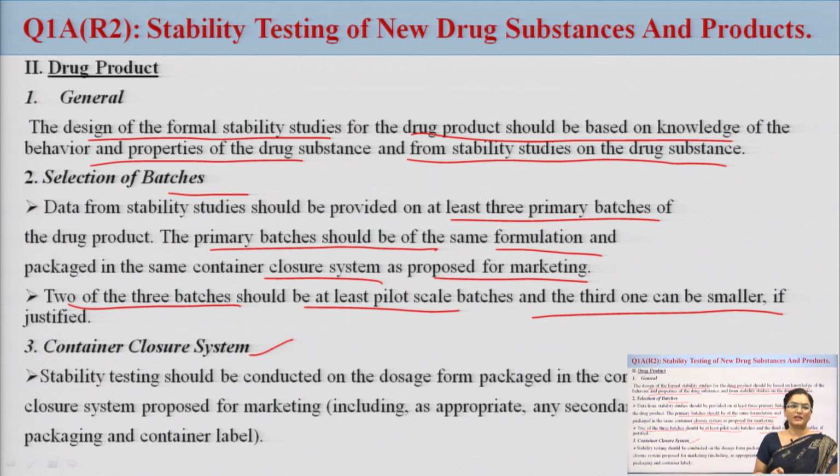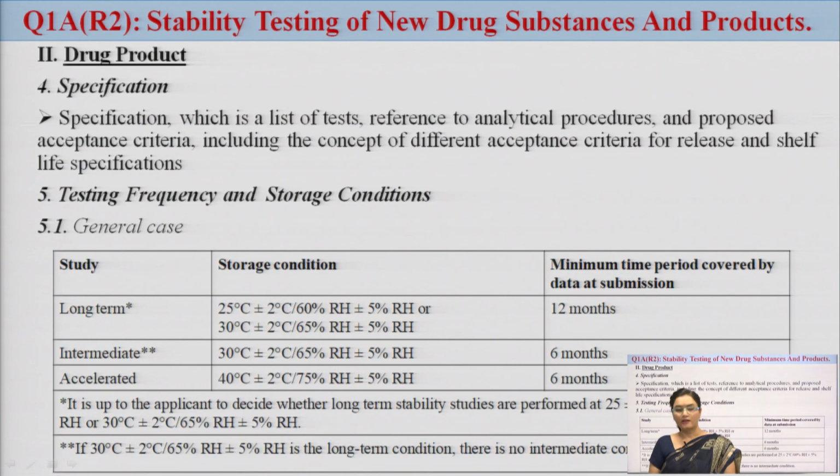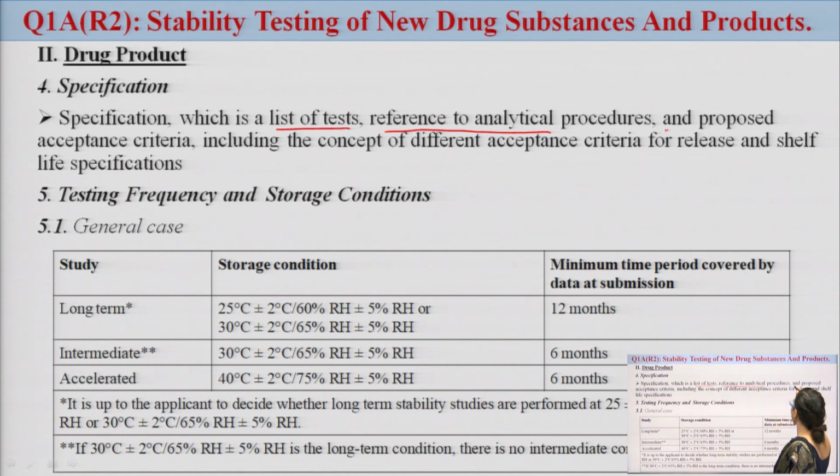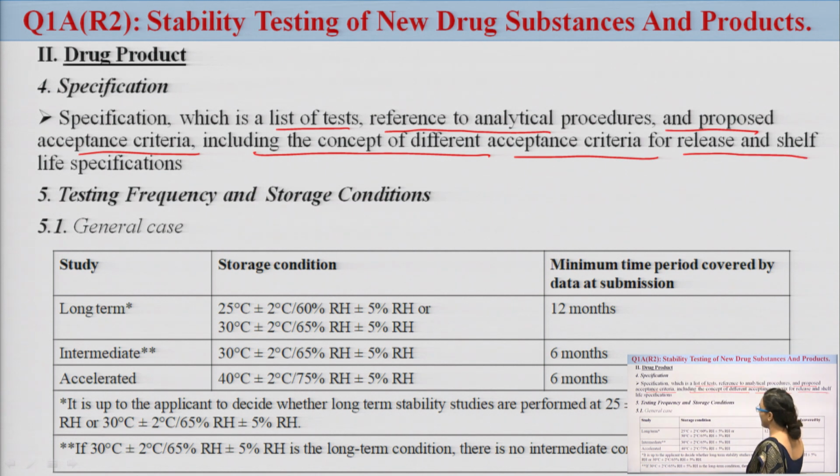Next thing is container closure system. Stability testing should be conducted on the dosage form packaged in the container closure system proposed for marketing. Next is specification. Specification is a list of tests, references to analytical procedures and proposed acceptance criteria, including the concept of different acceptance criteria for release and shelf life specification.